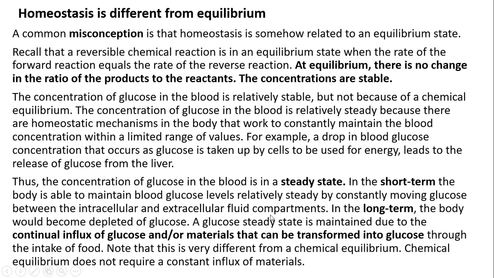Now, in the long term, of course, your body would become depleted of glucose. You're constantly using up glucose in most of your cells. The glucose steady state is maintained due to a continual influx of glucose and/or materials that become transformed into glucose. So essentially, you have intake of food, and this helps to maintain your glucose levels. So again, this is very different from a chemical equilibrium. Chemical equilibriums do not require constant influx of materials.